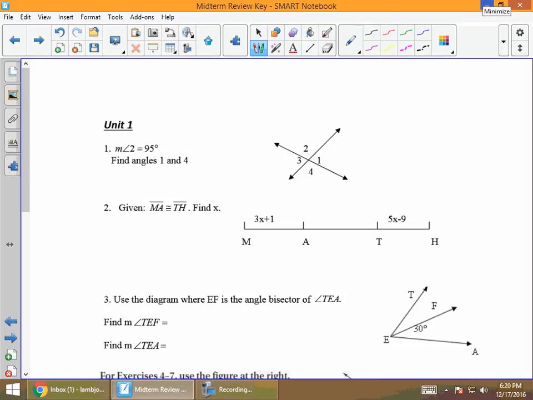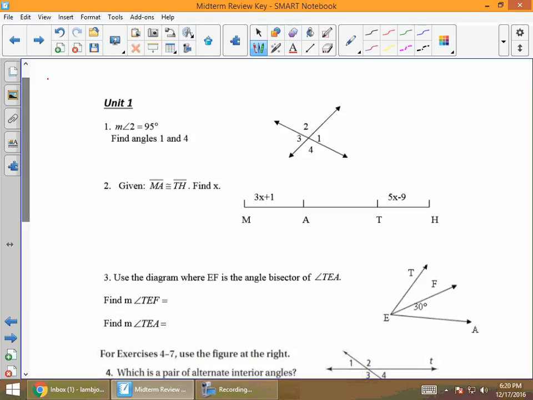Hey Geometry, it's Mr. Lamb, and this is the video for the Unit 1 practice. I'll go through 3 different slides on this one. You'll notice I'm going to do a lot of writing on my picture and kind of drawing things out to get me going here.